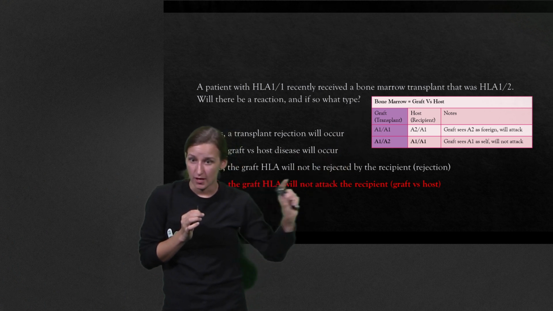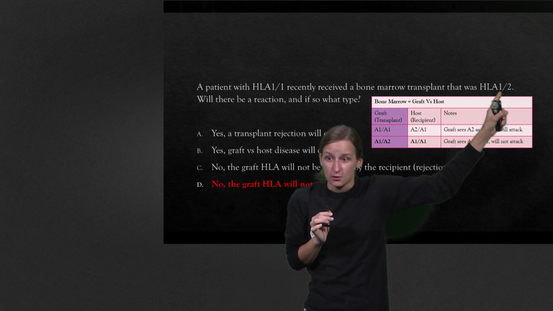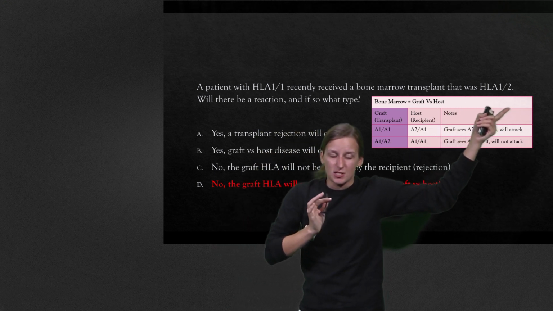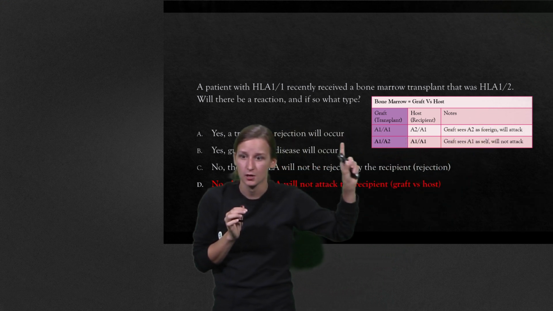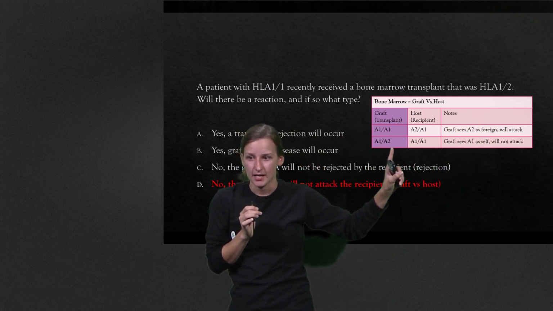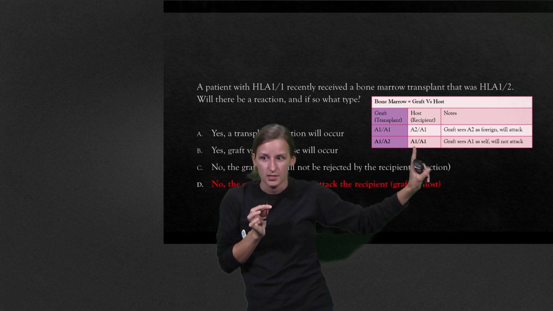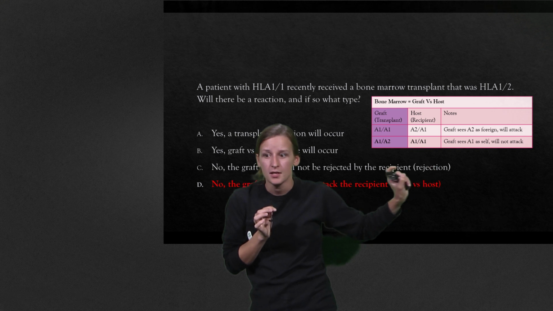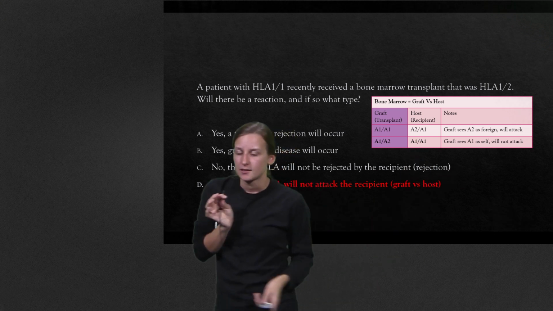In this case, we have HLA 1 and 2. So typically if it's heterogeneous like that, if it's 1 and 2, it's going to mean that it's going to be accepted or it's not going to attack the body. So down here we see that our graft has A1A2. We have like a homogeneous HLA with the recipient. It's A1A1. So this one has an A1, so it sees these as similar, so it's not going to attack.